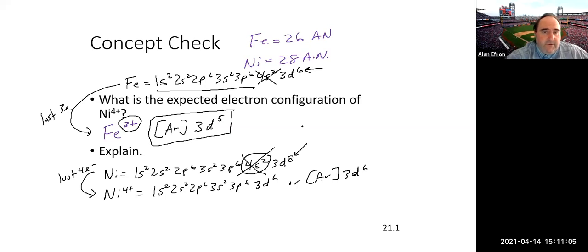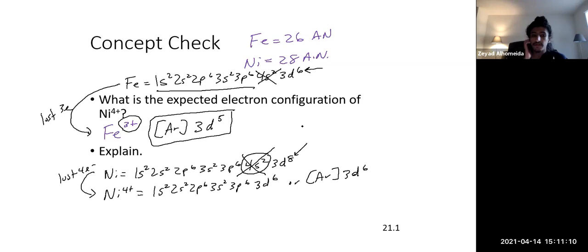Any questions on how to write electron configuration for transition metals? Professor? Yeah. For nickel 4+, why is it not 4s1 3d5? Isn't that more stable?